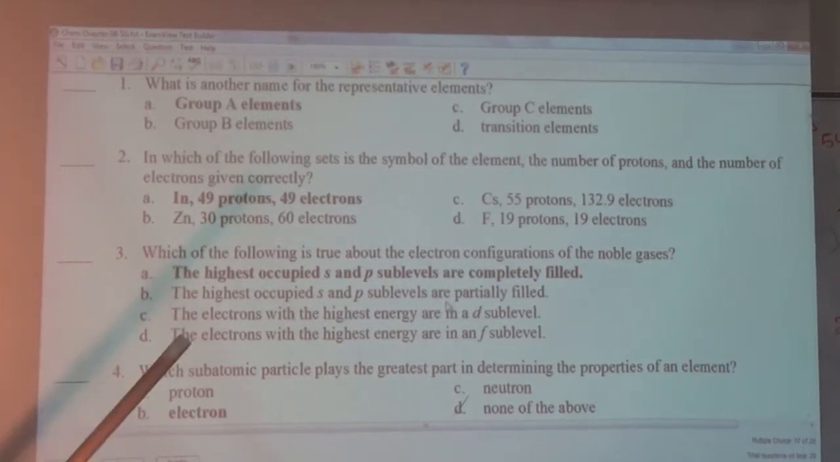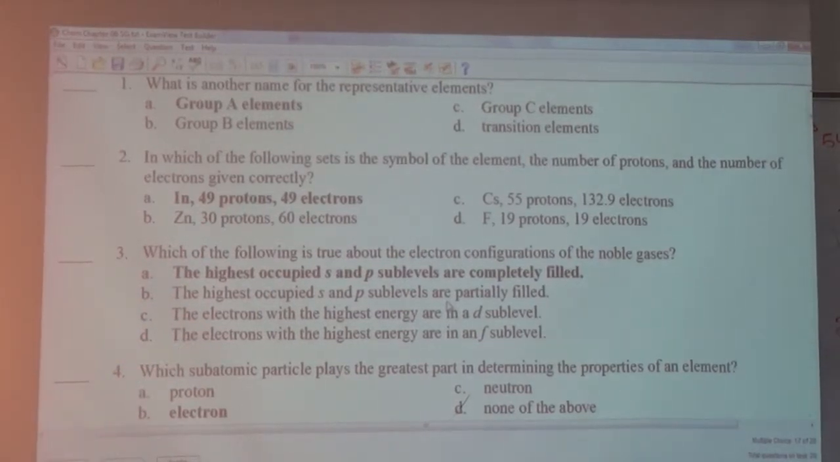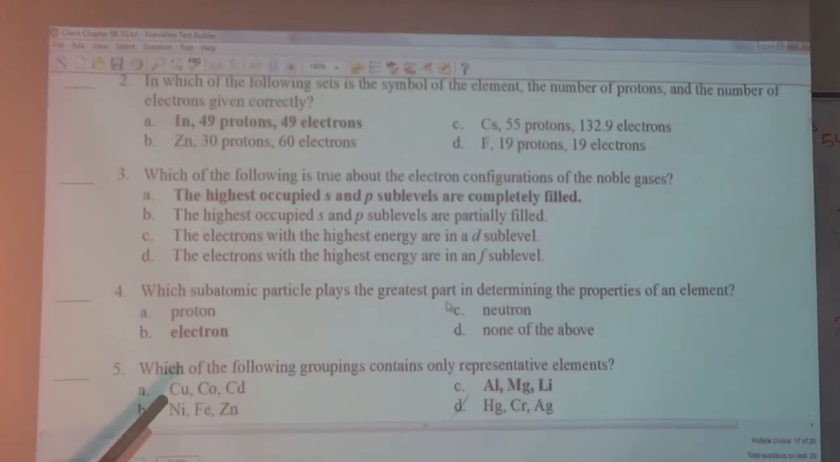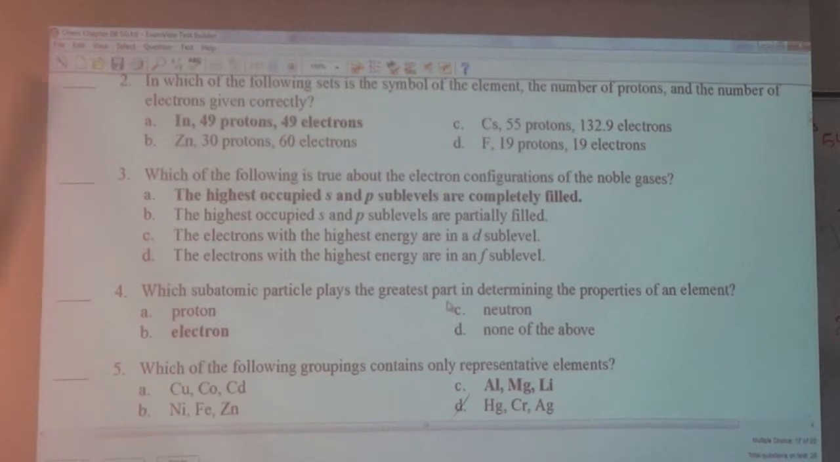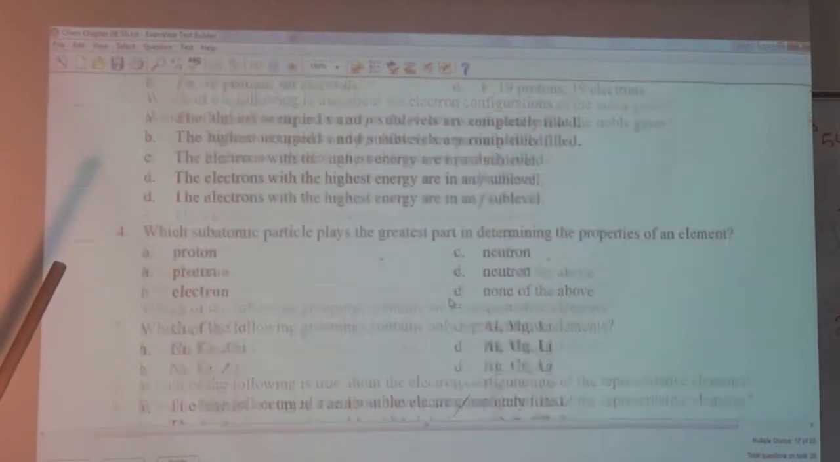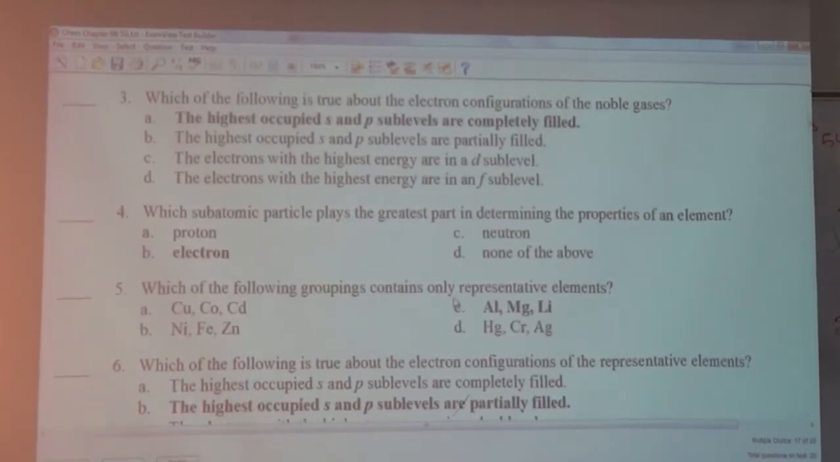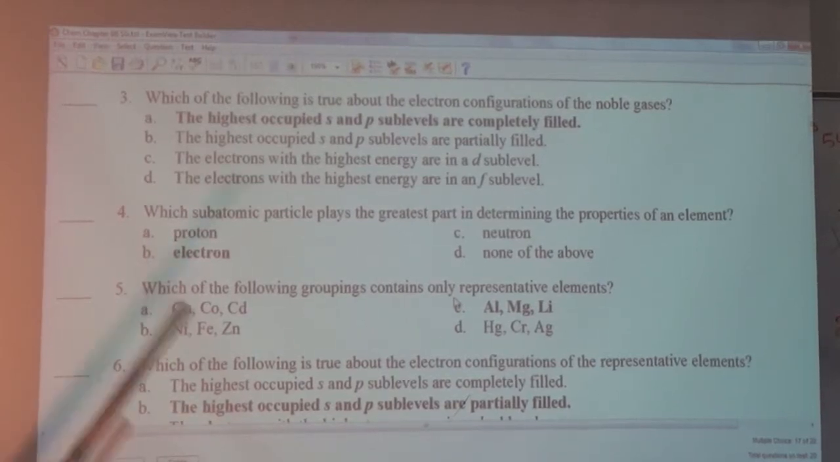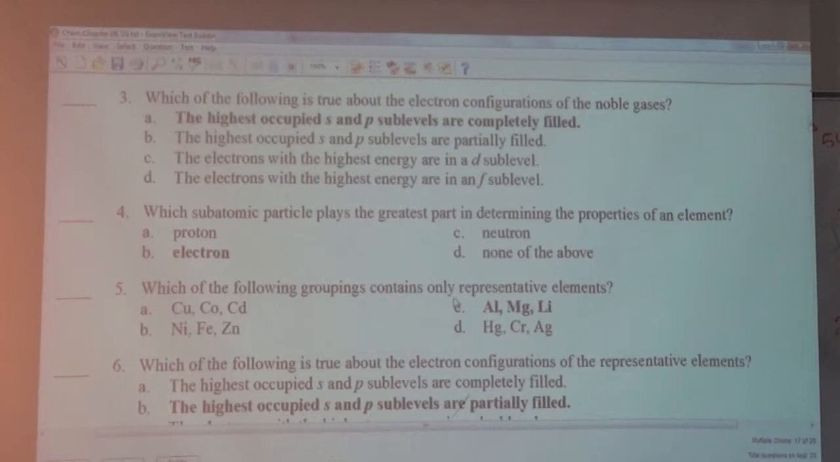A. The highest occupied s and p sublevels are completely filled. 4. Which subatomic particle plays the greatest part in determining the properties of an element? B. Electrons. 5. Which of the following groupings contains only representative elements? C. Al, Mg, Li. 6. Which of the following is true about the electron configurations of the representative elements?